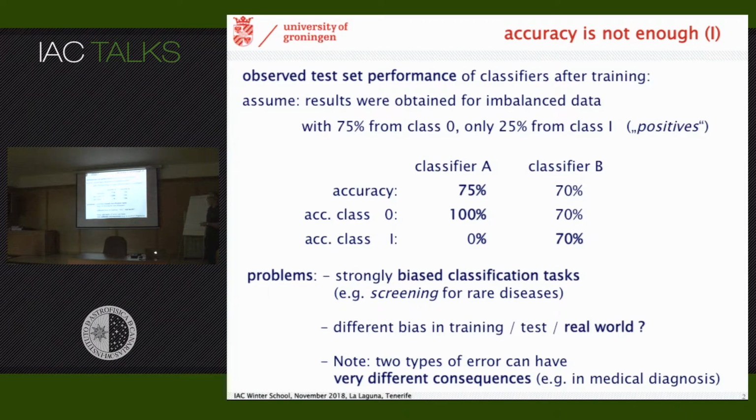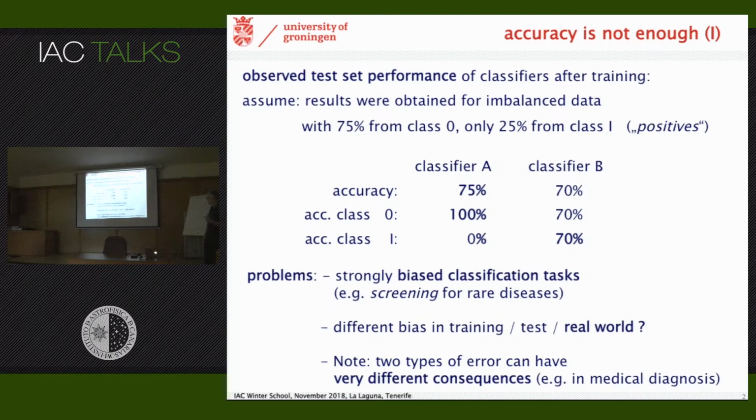You might also have the problem that the data you have at hand has a different bias than the real world data, right? So if you select some data set somewhere, it has a composition in terms of classes which could be totally different from the real world out there. You train on that data and you want to use it in the real world later, you will fail miserably, right?